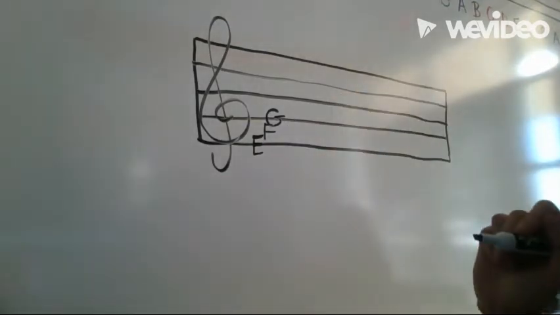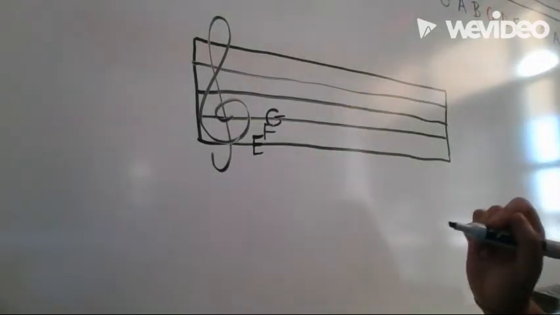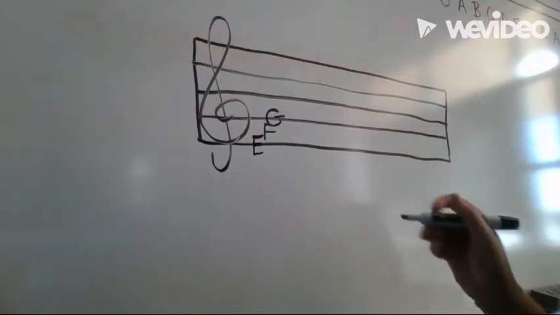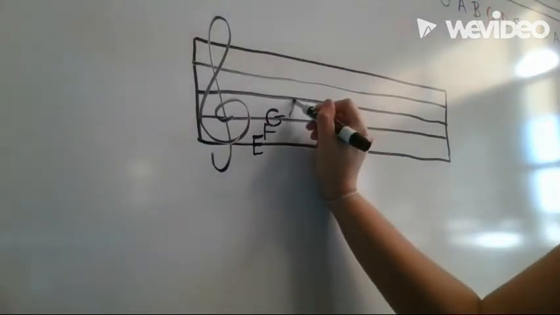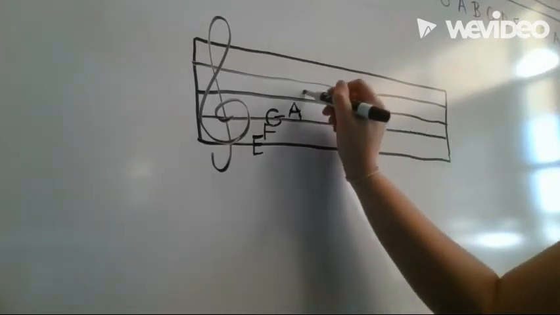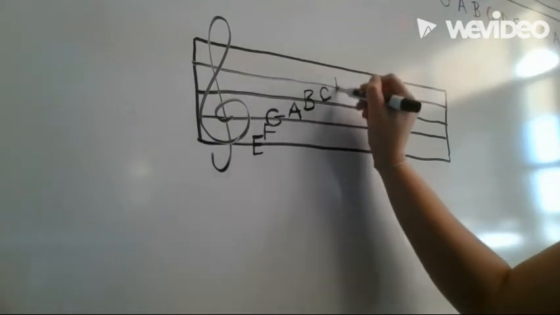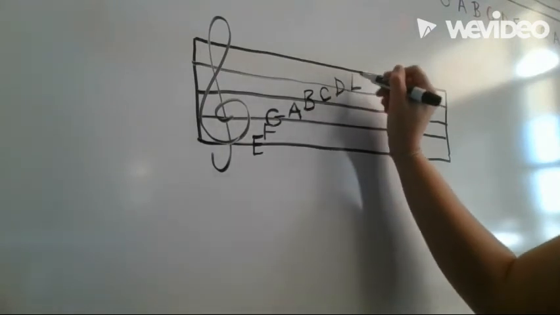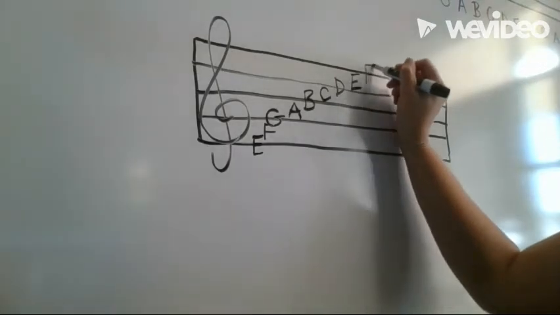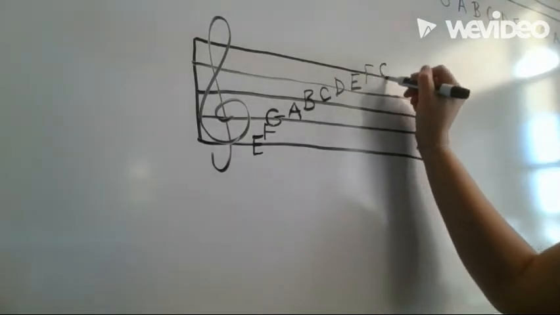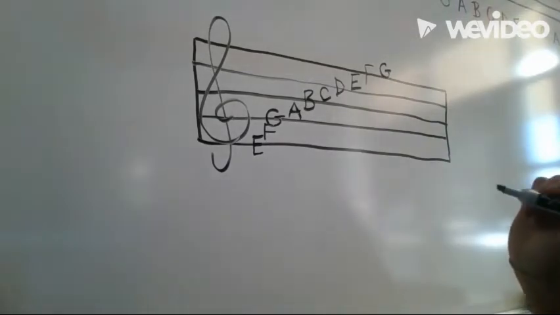What would come after G? Remember, we only go to G in our alphabet before we start over, so that would be A. Then we continue B, C, D, E, F, and last but not least, G.